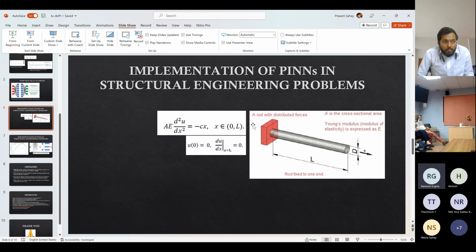If you're looking at a mathematical equation, AE into d square U by dx square is equal to minus CX. This is fine. Now, how do we translate a mathematical equation of this nature for a given input and output? Let's say your U is a displacement as an output. How do you connect this, and how are you able to bring the physics into the problem?